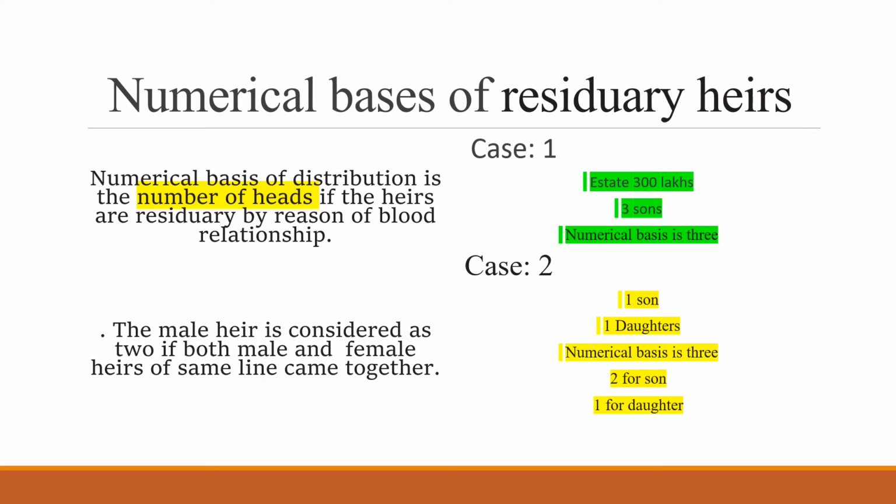Numerical basis is the number of their heads. So how many people are there? 1 daughter and 2 sons. Why is it 2? Because we regard the 1 son as 2 when a female in the same line is coming. So 2 shares will be given to the son and 1 for the daughter. So the numerical basis of residuary heirs is the number of their heads. Is it clear?